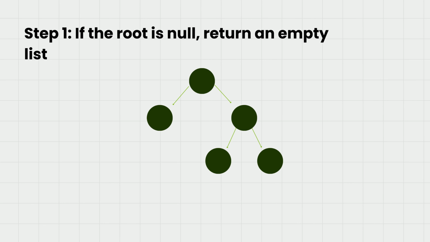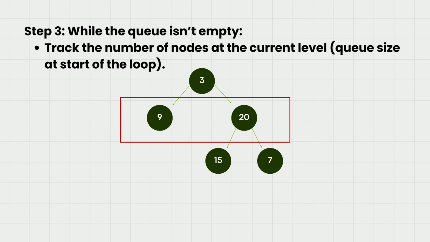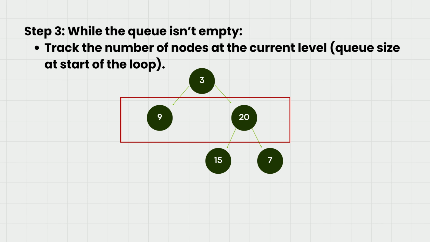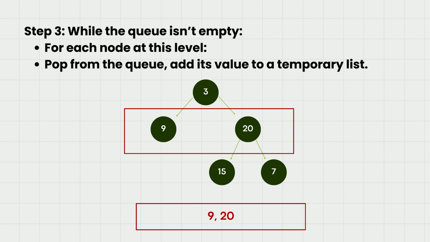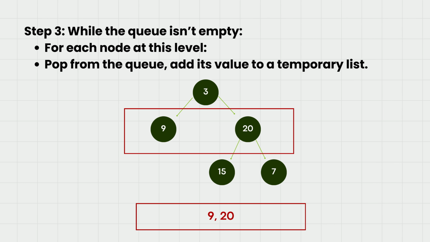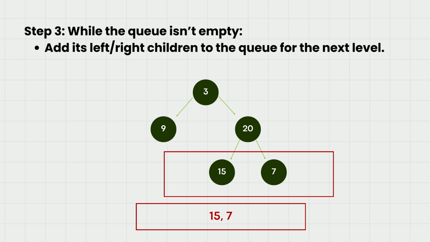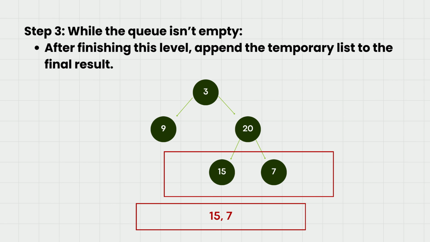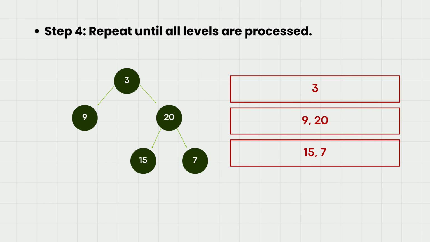Think step by step. If the root is null, return an empty list. Initialize a queue with the root node. While the queue isn't empty, track the number of nodes at the current level, which is the queue size at the start of a loop. For each node at this level, pop from the queue and add its value to a temporary list. Add its left and right children to the queue for the next level. After finishing this level, append the temporary list to the final result. Repeat until all levels are processed.